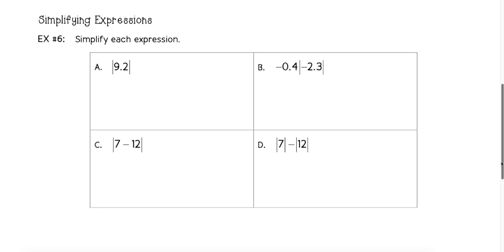All right, last little bit. Simplify each expression. The absolute value of 9.2 would just be 9.2. Okay, this one you need to be careful about. Absolute value signs are kind of like brackets or parentheses. You must do the inside first and handle that first. So this one would go 0.4. The absolute value of negative 2.3 would be positive 2.3. So my answer is going to be a negative, and that would give me 0.92.